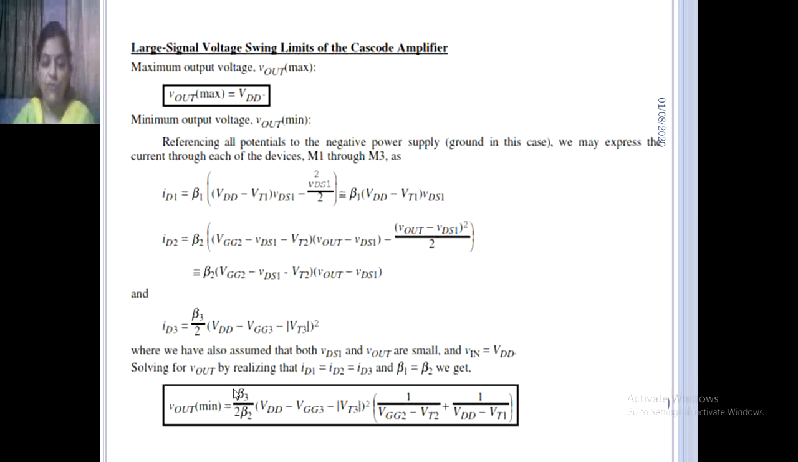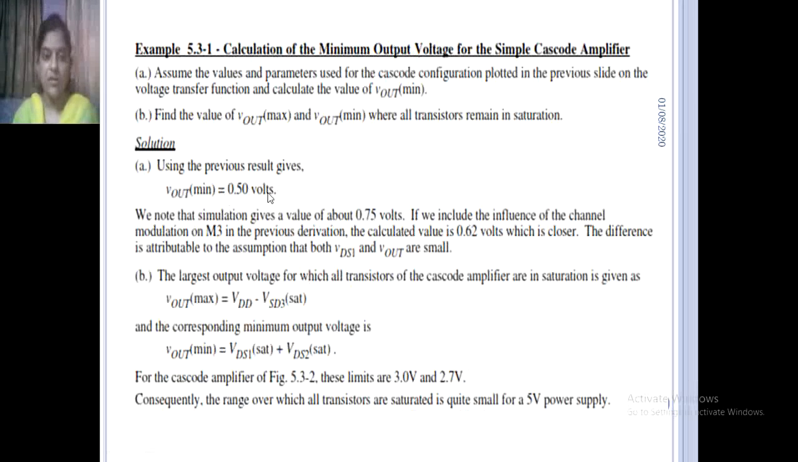Solving for Vout by realizing that ID1, ID2, ID3 are equal, as well as the amplification factor beta 1 is equal to beta 2, we get Vout minimum as this equation, that is the amplification factor divided by beta 2 in brackets, VDD minus VGG minus the threshold value, squared. The threshold is the minimum gate-source voltage required to turn on the MOSFET.